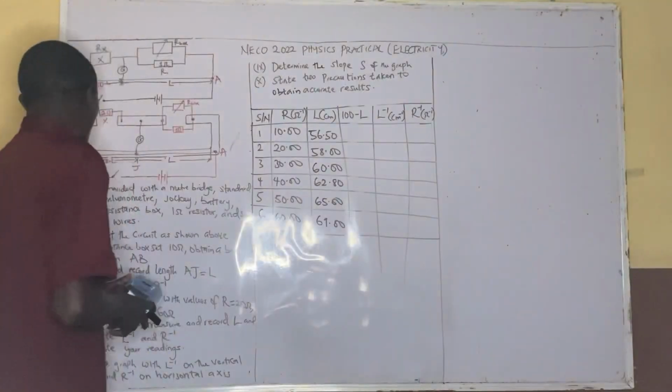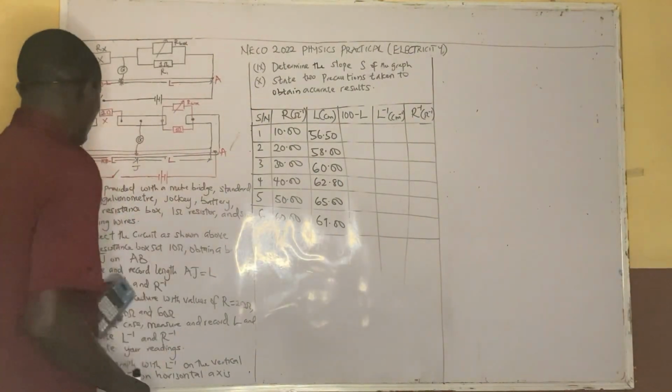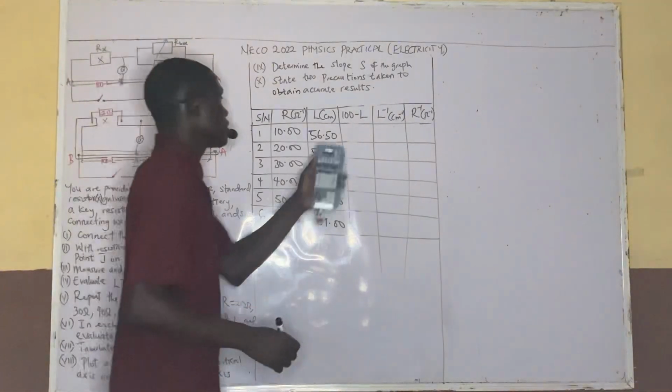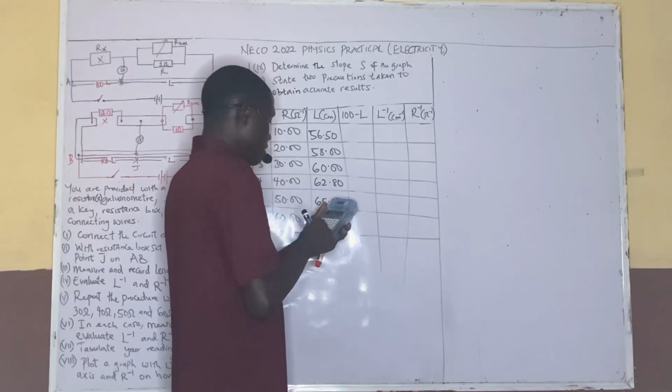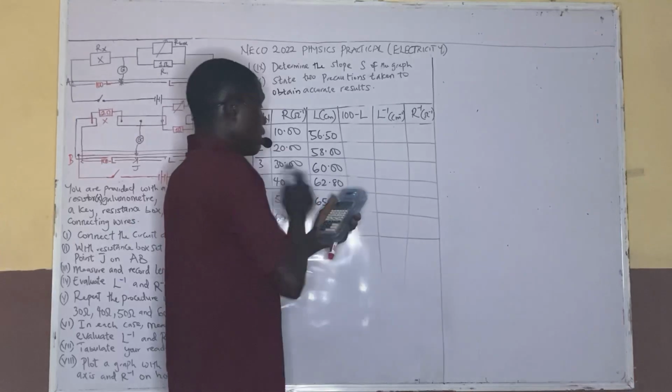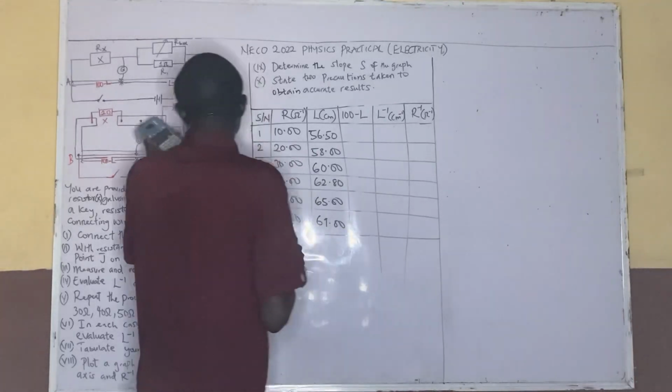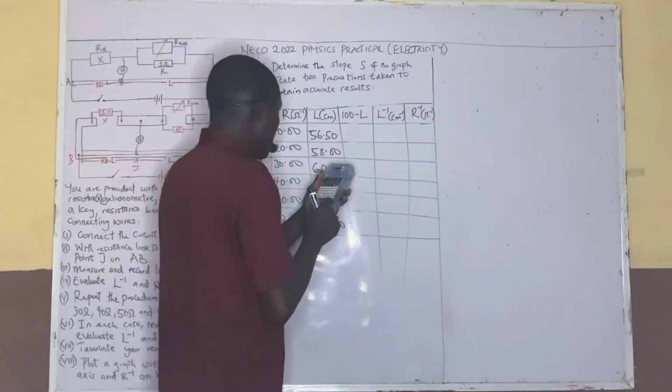Let's go into our evaluation table of value now. Let's evaluate L inverse and R inverse, and then 100 minus L. So 100 minus L here. Although we are not asked to calculate 100 minus L, I include it in the diagram. So 100 minus L will be what?